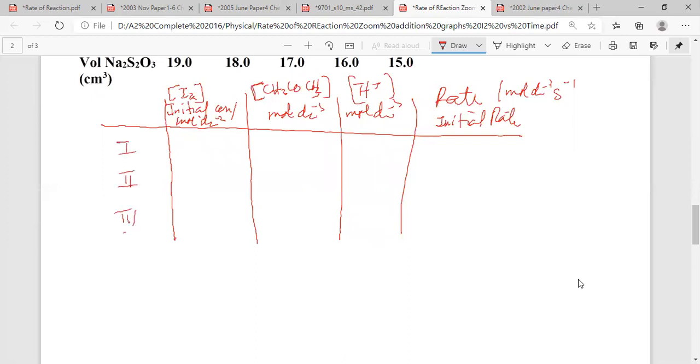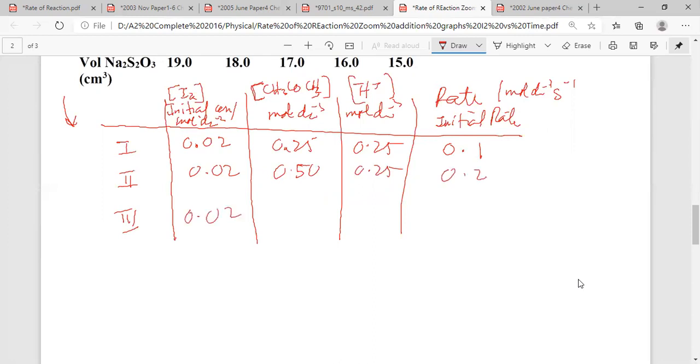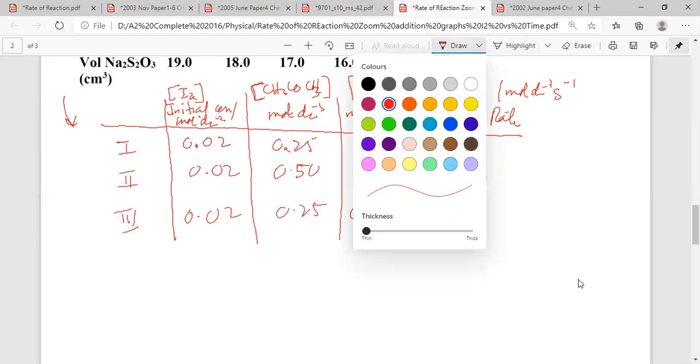Now this is how they would summarize it. It's called the table form, or I call it the model of tables. Here is 0.02, 0.25, 0.25, and the rate is 0.1. Here is 0.02, 0.50, 0.25, and the rate is 0.2. Here is 0.02, 0.25, and 0.50, and the rate is 0.2.